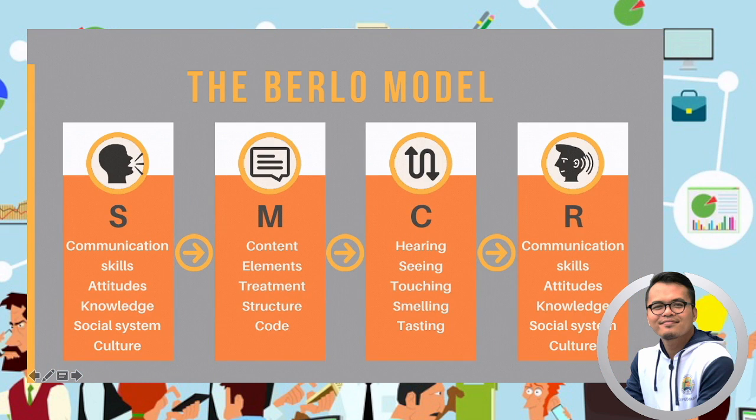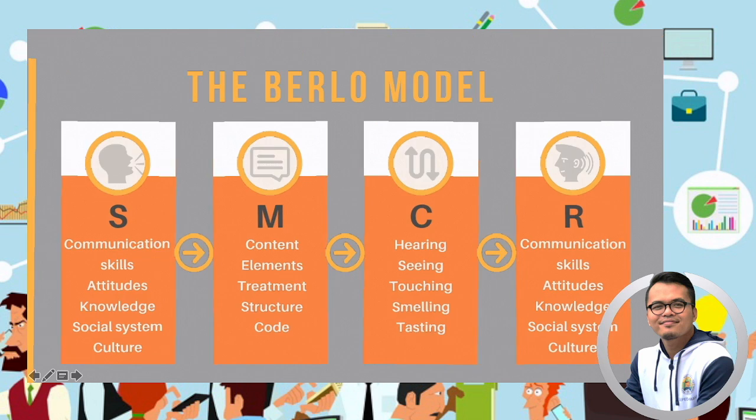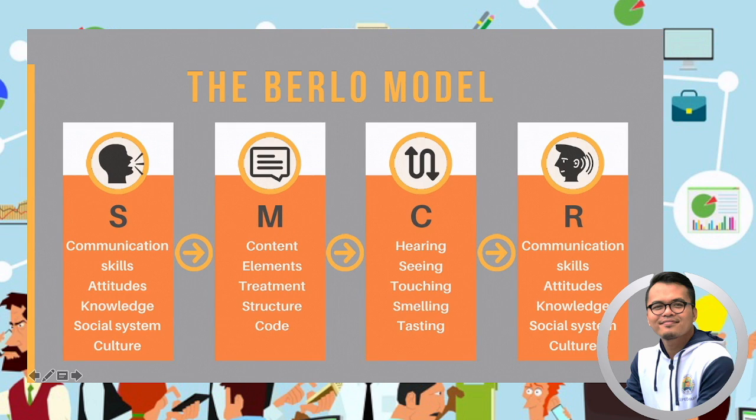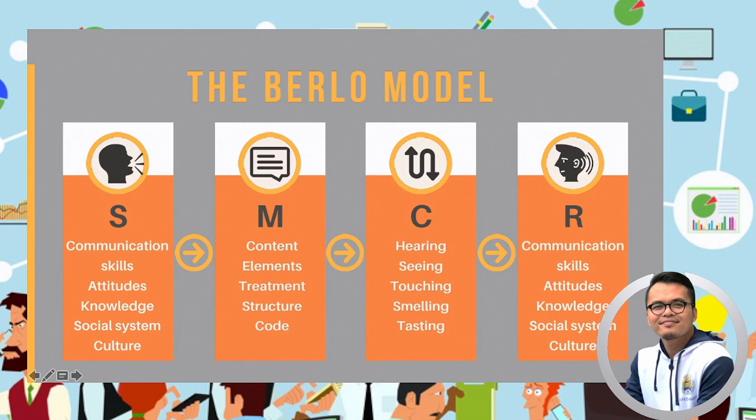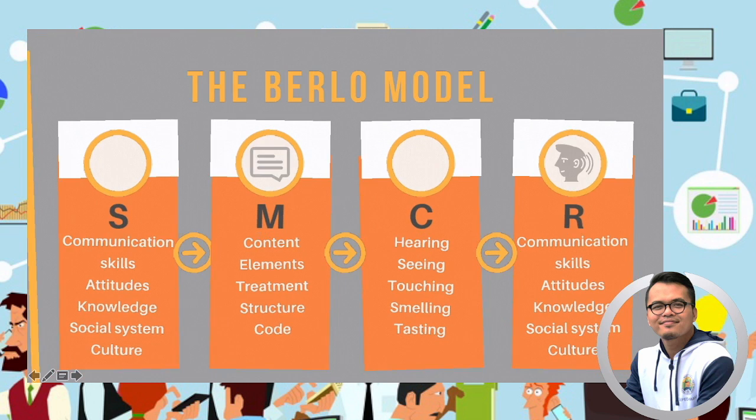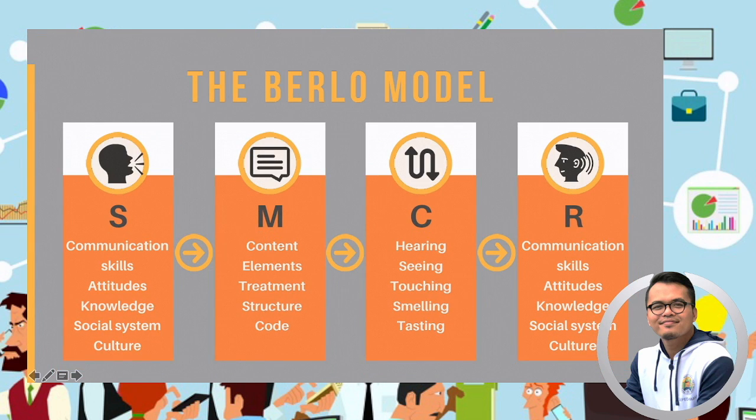Next is the channel. The channel is the medium used to send the message. The medium must be able to be picked up by the sensory system of the receiver and may therefore include vision, sound, smell, taste, or touch. The receiver is the person who receives and subsequently decodes the coded message. In order to make communication as effective and smooth as possible, Berlo's SMCR model of communication assumes the receiver's thinking pattern must be in accordance with that of the sender.